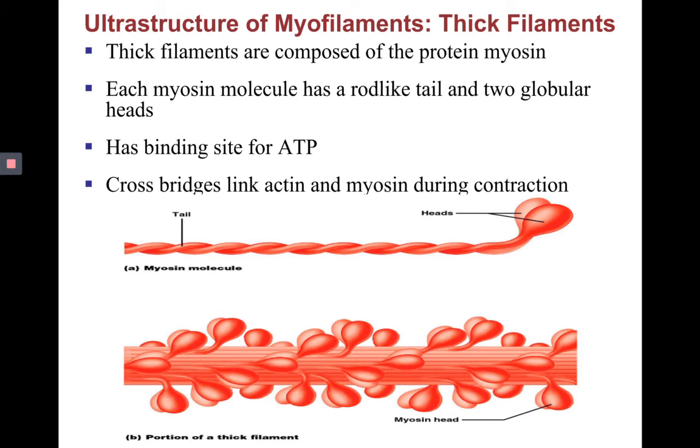Oftentimes, myosin units are going to accumulate, meaning that you'll have many tails as the medial portion of the thick filament, and you'll have the globular heads sticking out laterally or away from the medial unit. This is actually what the thick filament looks like, so you have many myosin units coming together to create the thick filament.